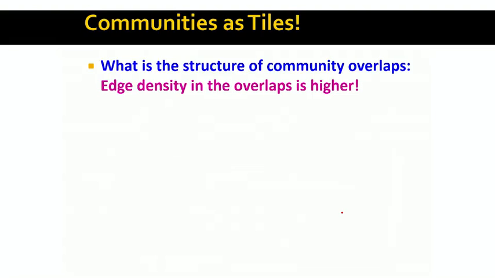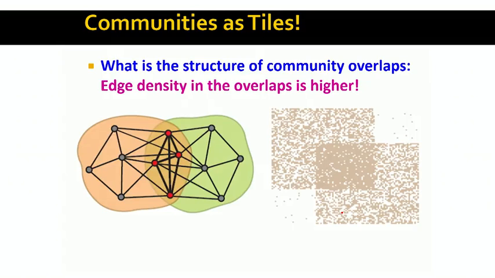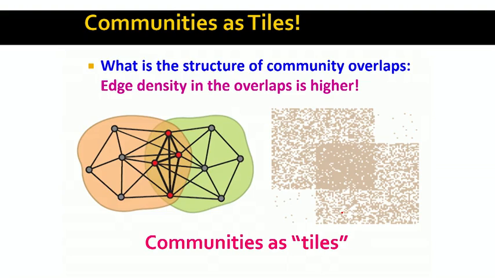The question is, how should we think about communities in networks, or how different groups overlap? The insight we will be using is that when two groups overlap, the people that belong to multiple groups are more likely to be friends with each other. In some sense, we will think of these communities or groups as tiles. Here on the left, I show you a small hypothetical example of how two groups could overlap with each other. The red nodes that are in the overlap of the two groups are more strongly connected with each other.